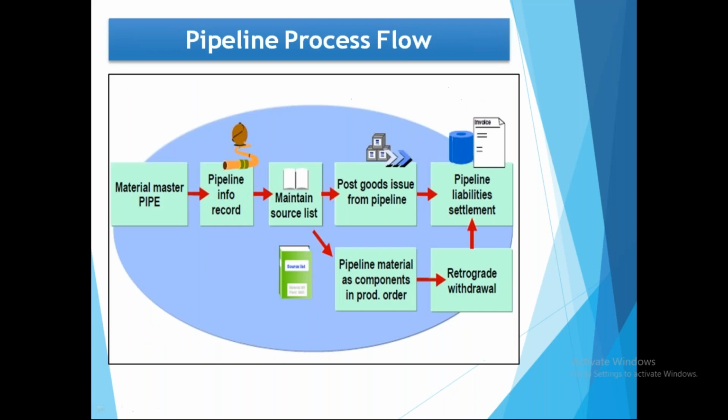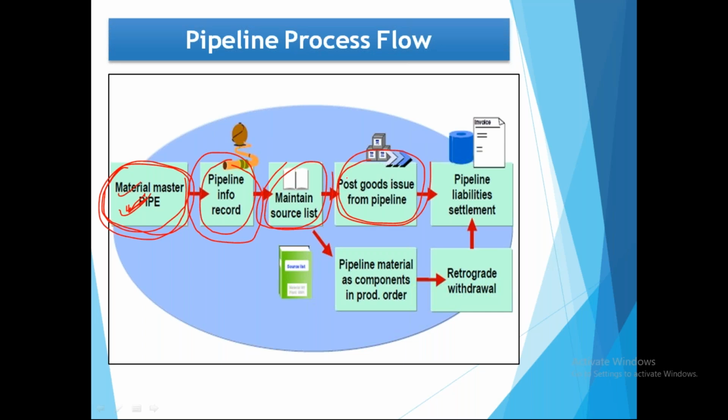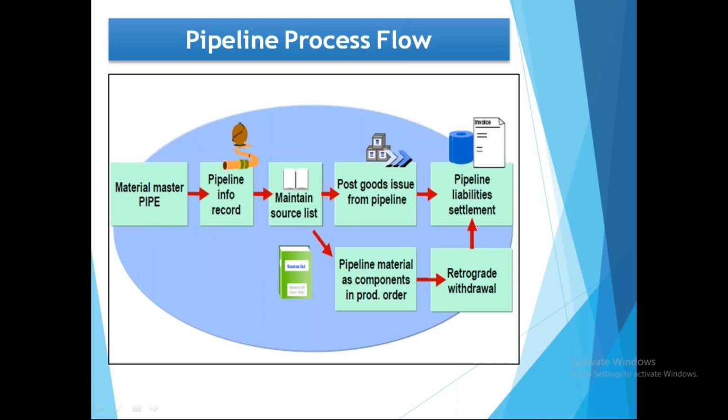Okay, so the process flow is like this: you create the material master with material type as pipe. Then you create an info record with pipeline category. Then you can maintain the source list, and as and when required, you do the goods issue. Here there is no purchase order, because you don't know the quantity, how much you are going to consume. So as and when consumed, you do the goods issue. Then you have the liability settlement, and then you do the settlement through that MRKO transaction. So this is the process flow.